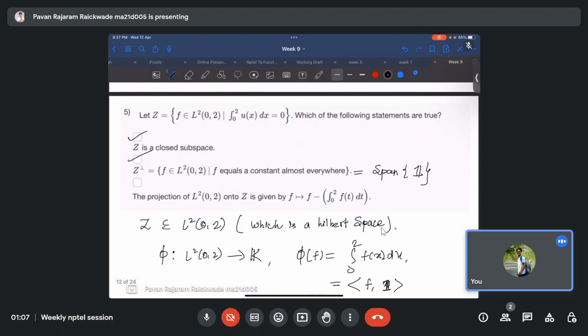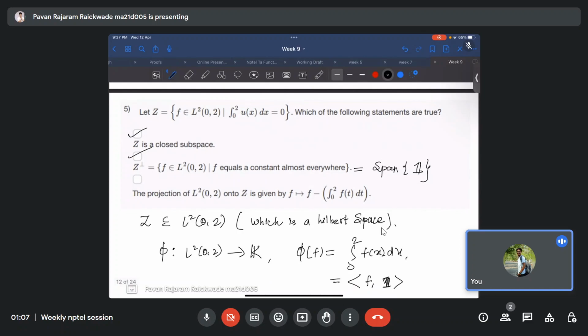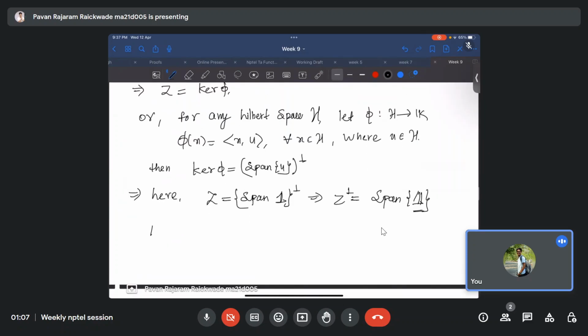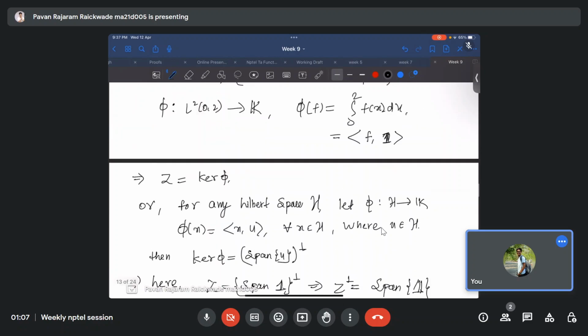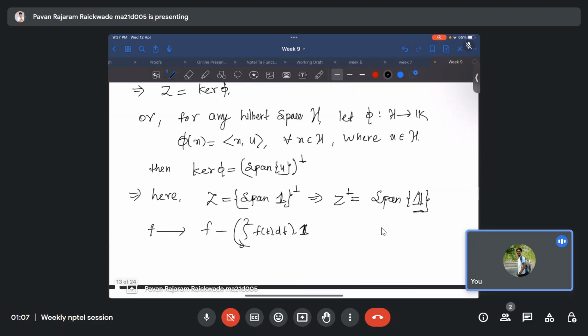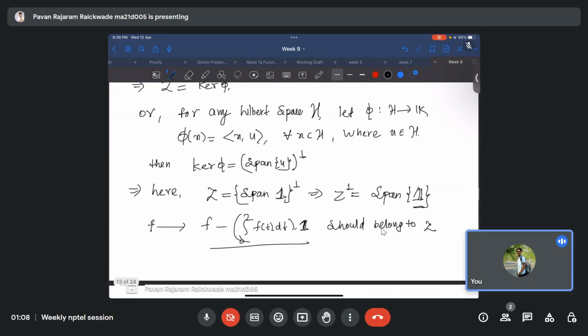Then the projection of L2 onto Z is given by, first of all, when you write like this, this is a scalar quantity multiplied by the constant one function. Let's see if that's the projection. What they are given is f goes to f minus integral from 0 to 2 of f(t) dt times the constant one function. If this is the projection, then this element should belong to Z, right? So let's see if it belongs to Z.